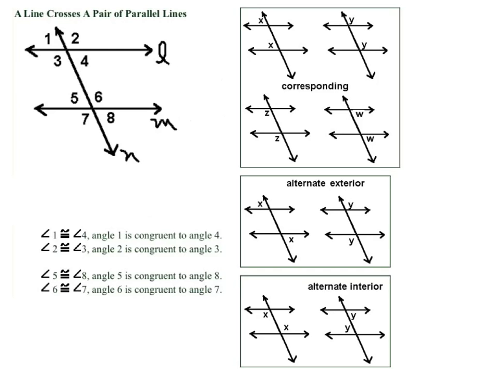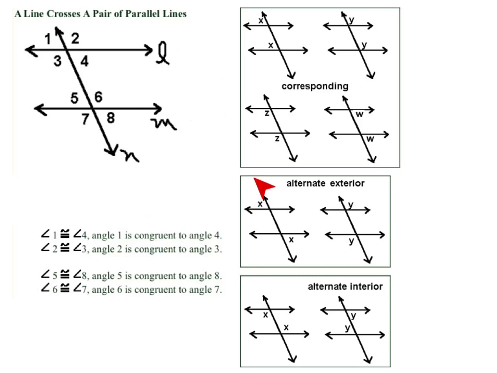So I've attached here some of the definitions that you may have remembered or you may have forgotten about from geometry class. On the left here we have vertical angles, then we have corresponding, alternate exterior, and alternate interior. This only applies when we have two parallel lines and a line that crosses both of them. That line that crosses both of them, that's called a transversal.